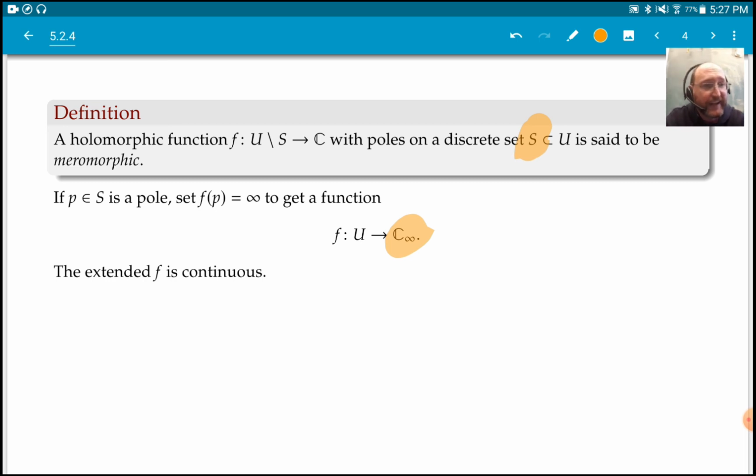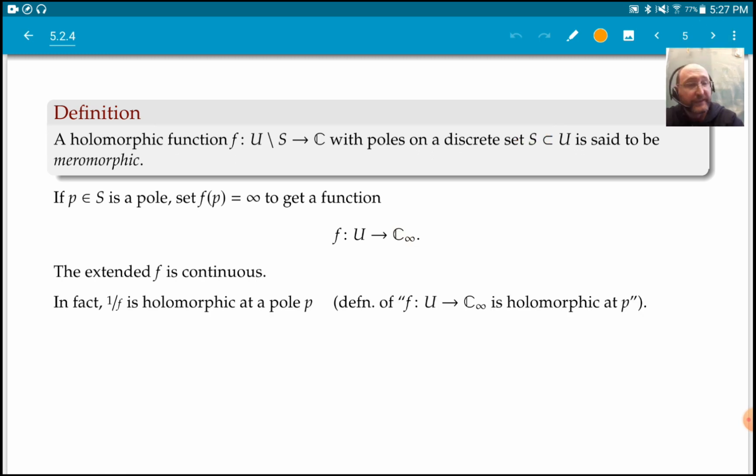So it's actually another way of saying that the function is meromorphic. It's a function with isolated singularities. So if you set it to infinity at the isolated singularities, you get a continuous function, right? Now, it's not just continuous at P.